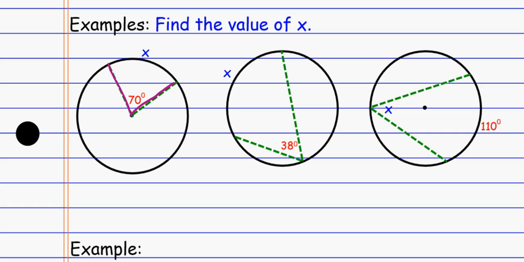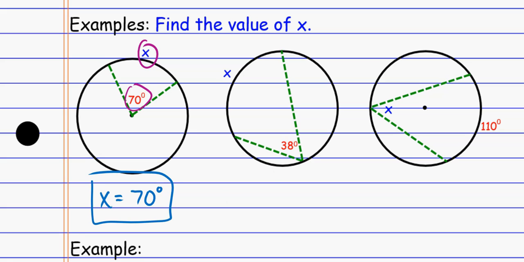The relationship between the arc and the angle, well, they're the same. And so for a central angle, this guy and this guy have to be the same. And notice that arc is formed by that central angle. So in this case, x equals 70 degrees. Okay? The central angle and the arc have the same measurement. That's it.